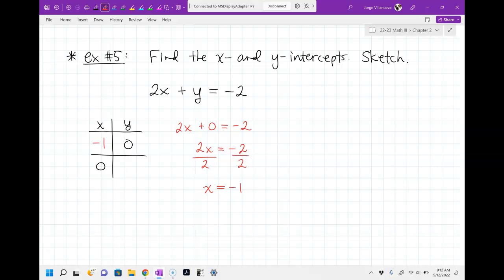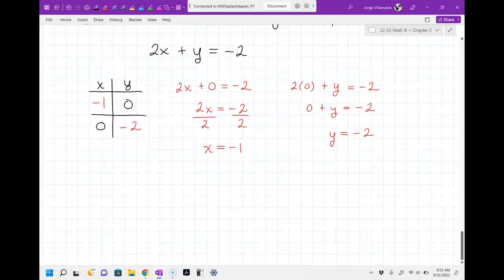But still, before I graph, let me do the other part of the problem where I let 0 become my x value. So 2 times 0 plus y equals -2. Remember, I'm always plugging it into this equation right there, okay? Plugging them into that equation. So 2 times 0 is 0 plus y equals -2. That means that y is equal to -2. And I'm done. I got my 2 points. -1, 0, and 0, -2.